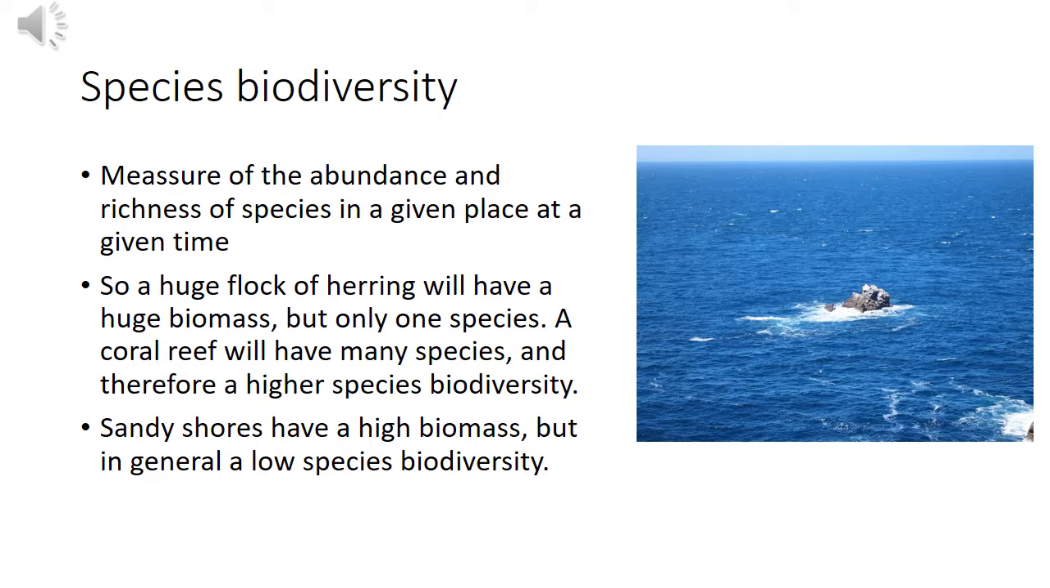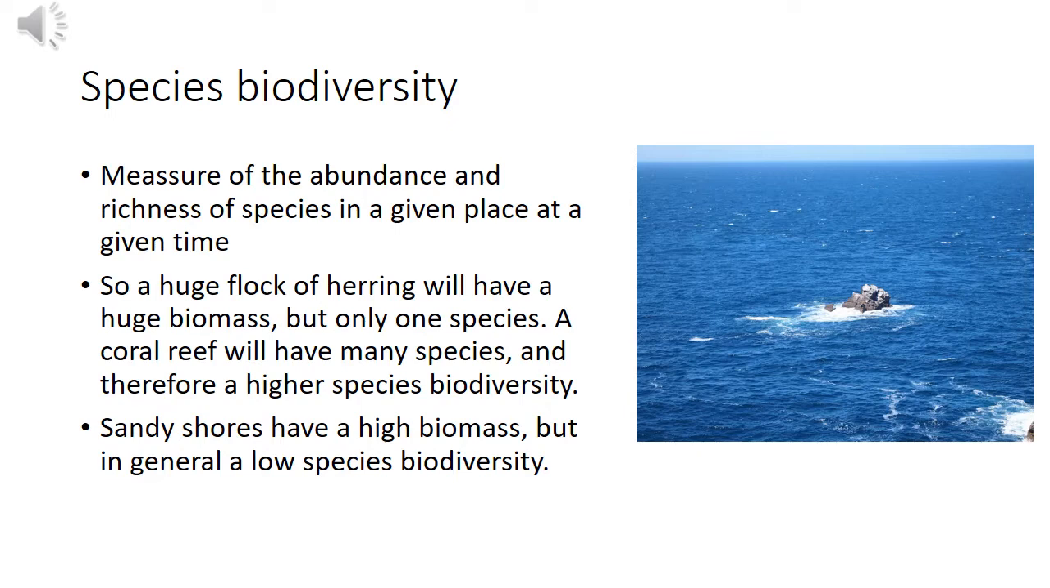The Cambridge syllabus looks at three different ways of looking at biodiversity. The first one, species biodiversity, is the way we often look at it. Here we measure the abundance and richness of species in a given place at a given time. So the more different species there are, the higher the biodiversity.